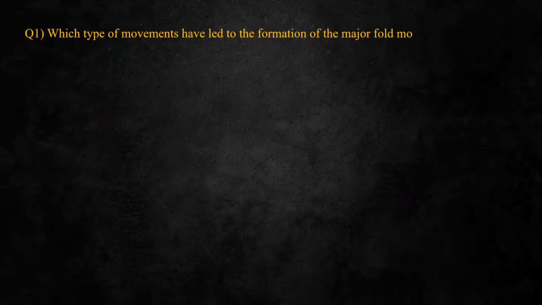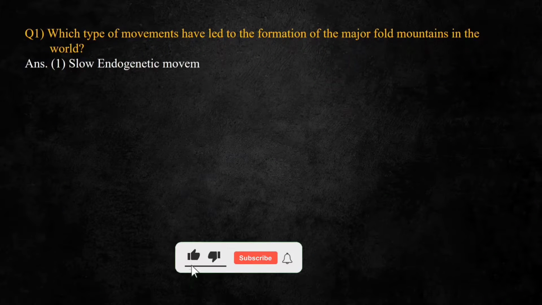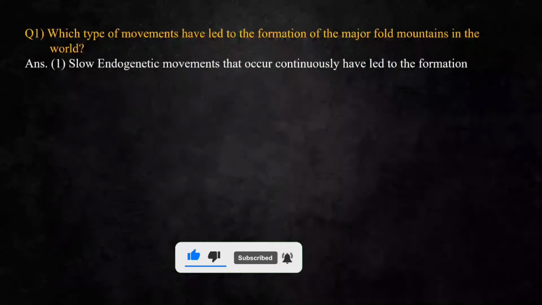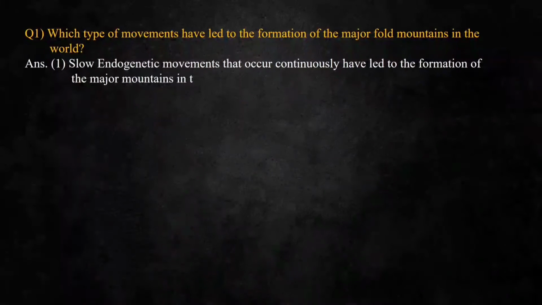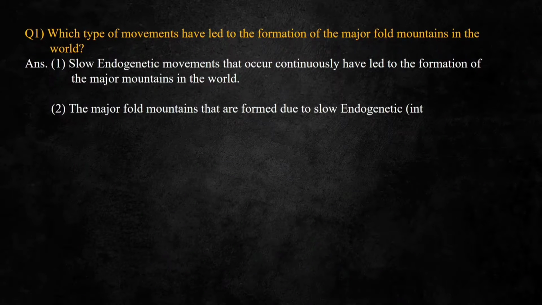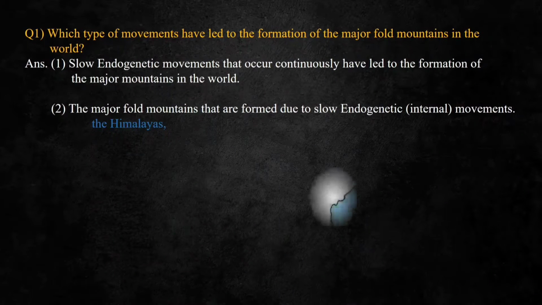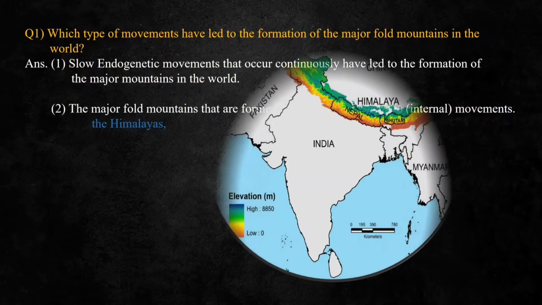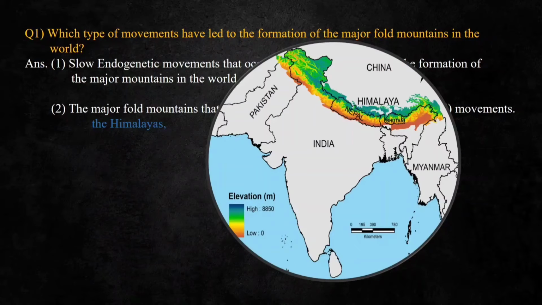Which movement has led to the formation of major fold mountains? Okay, so the answer is slow endogenetic movement. Slow endogenetic movements that occur continuously have led to the formation of the major fold mountains in the world. Among them, the major fold mountains that have formed due to slow endogenetic movements are the Himalayas. In the map, the colored part is the Himalayas. And these Himalayas have been formed due to slow endogenetic movements.